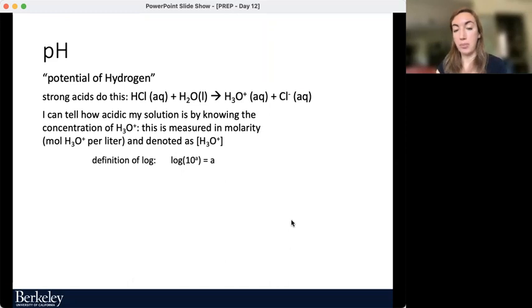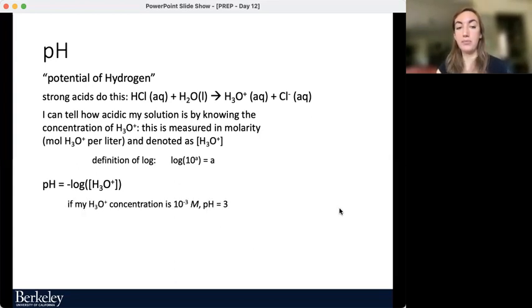So just to copy from the previous slide, log of 10 to the A is A. So the definition of pH is it's minus the log of the H3O+ concentration. So if my H3O+ concentration is 10 to the minus 3 molar, my pH would be 3.